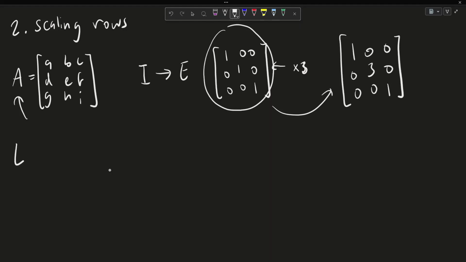And so now what does E times A look like? This looks like 1, 3, 1 times A.